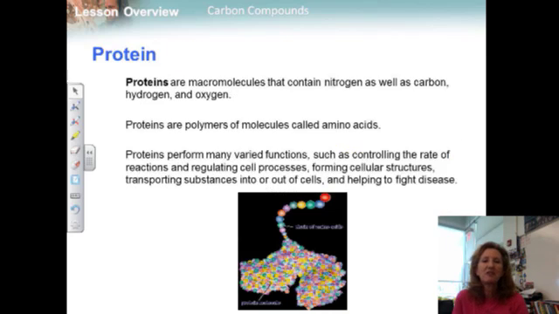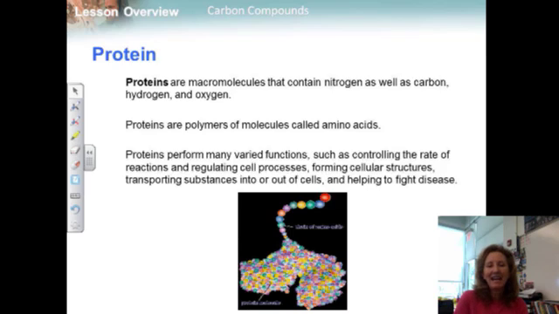Now, the last macromolecule we're going to discuss are proteins. Proteins are macromolecules that contain nitrogen as well as carbon, hydrogen, and oxygen. They are polymers of molecules called amino acids. Proteins perform many varied functions such as controlling the rate of reactions, regulating cell processes, forming cellular structures, transporting substances into and out of the cells, and helping to fight disease.